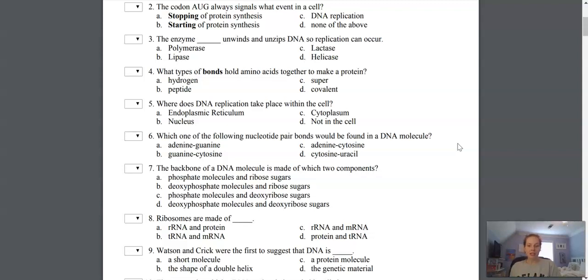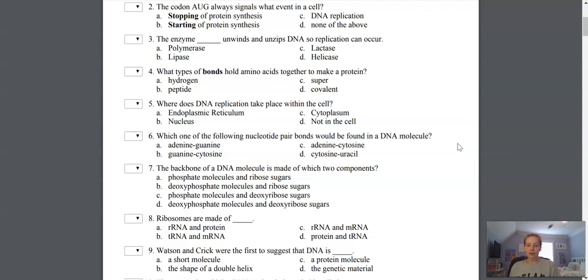5, where does DNA replication take place within the cell? It has to be the nucleus, because DNA can never leave the nucleus. So if you're using DNA to make more DNA, it's always going to be in the nucleus. So 5 is B.